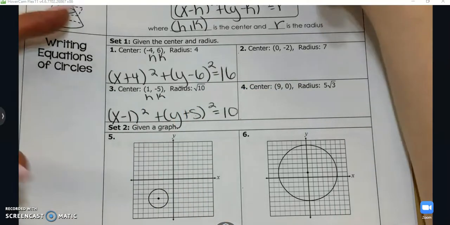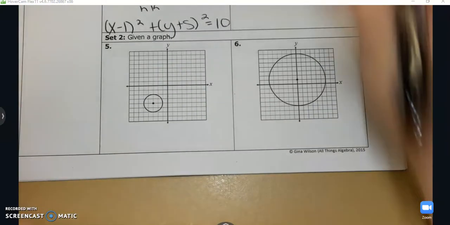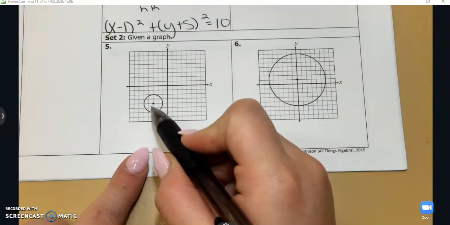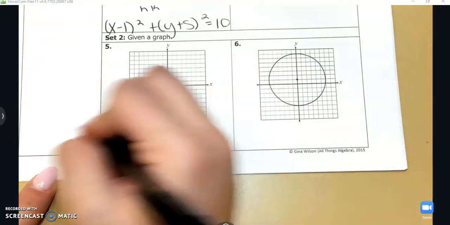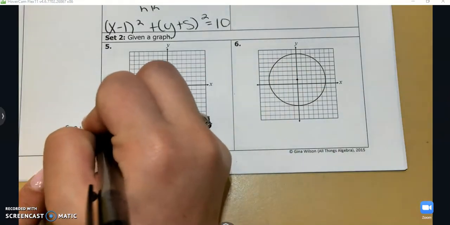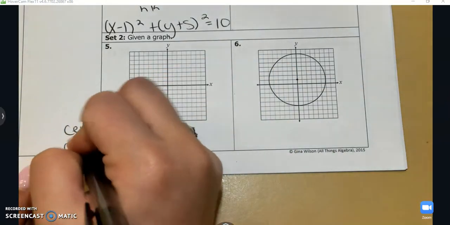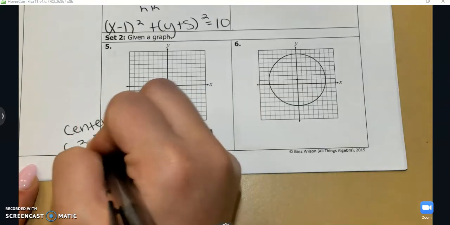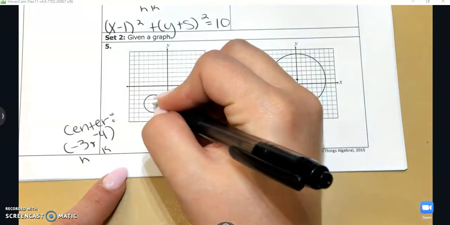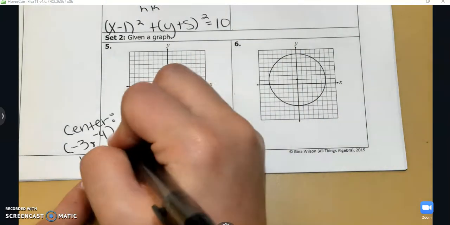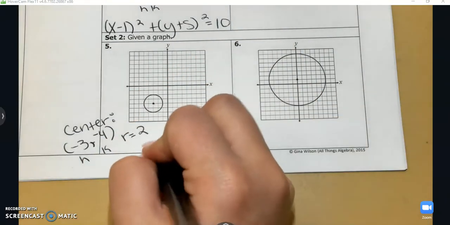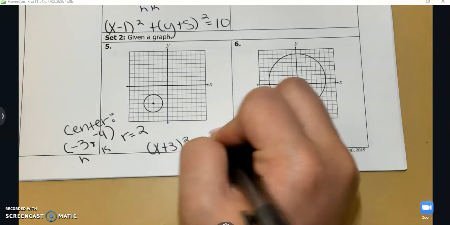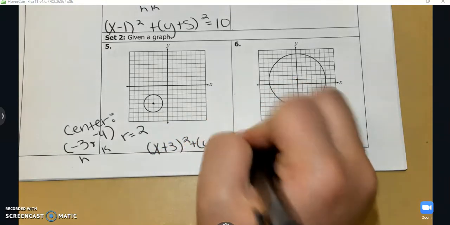All right, now what if you're given the graph? Again, we need two pieces of information. We need the center and we need the radius. So looking here, that dot in the middle identifies our center for us. So on number 5, our center is at (-3, -4), so that's h and k. That should be a comma, not a minus. And our radius we can look at by counting. From the center to the edge, that is 2 units, so r is 2. And now we can plug all of those numbers into our equation.